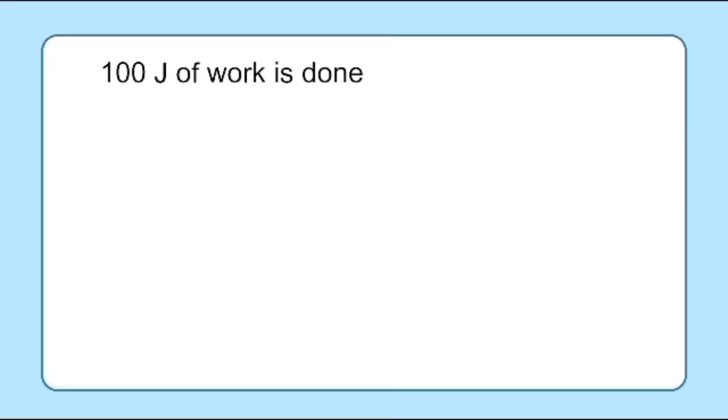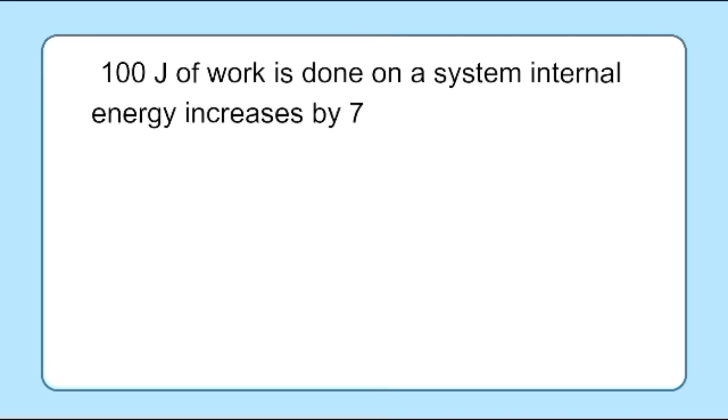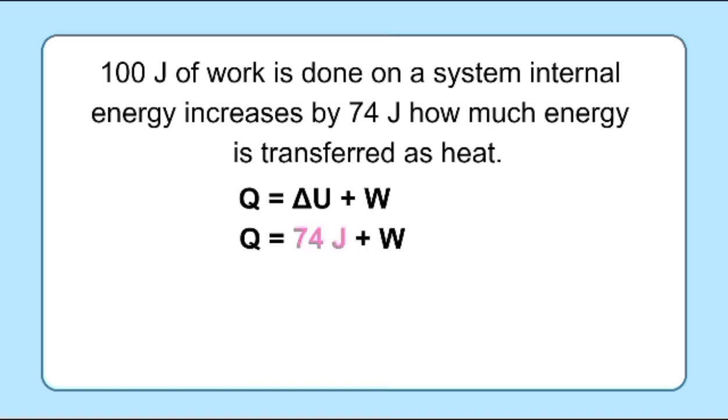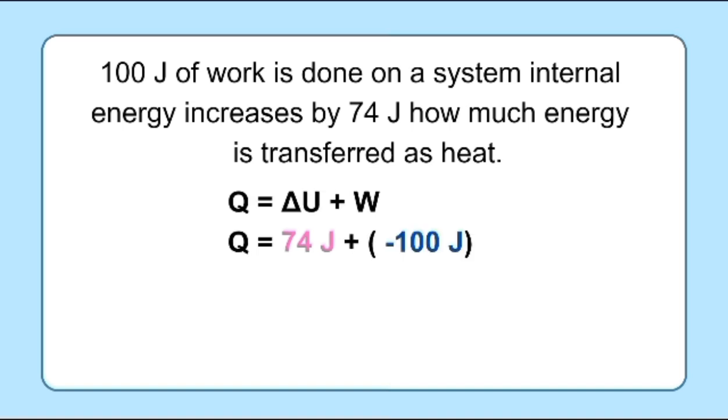We will proceed to the given example. 100 joules of work is done on a system and its internal energy increases by 74 joules. How much energy is transferred as heat? The formula that we need to use is Q equals delta U plus W. So now this is the answer to the given problem.